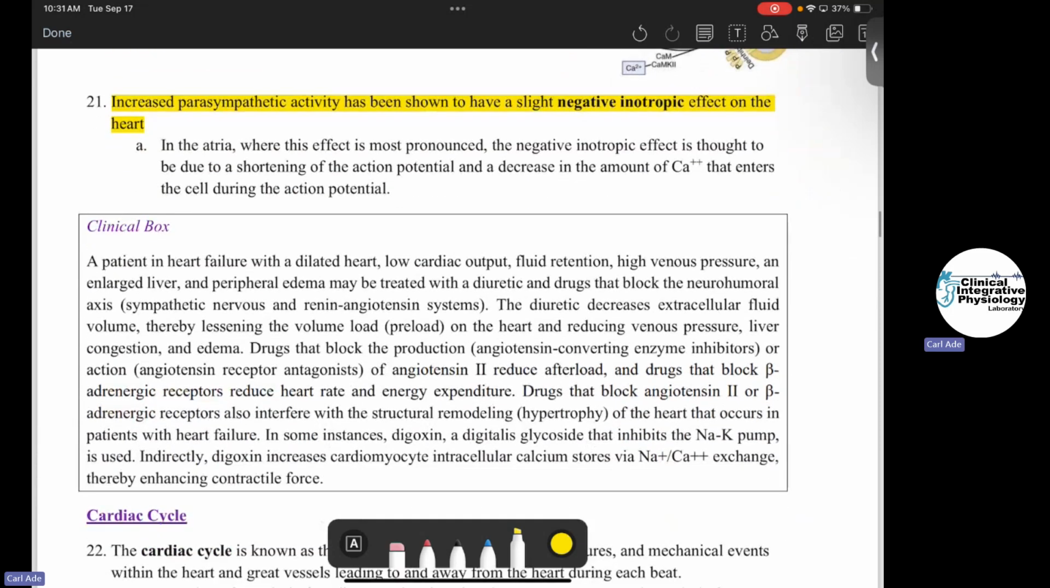So here's a clinical box. For the sake of time, I'm not going to dive into it because I want to get a couple more points in and then get us out of here. So it's just a nice clinical box that relates back to some of the concepts if you're interested.